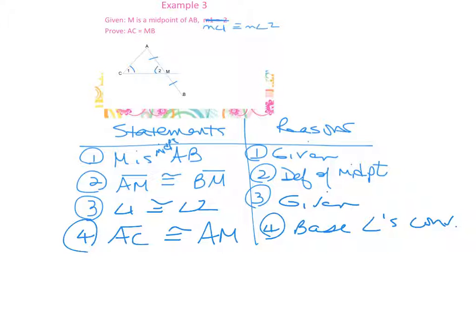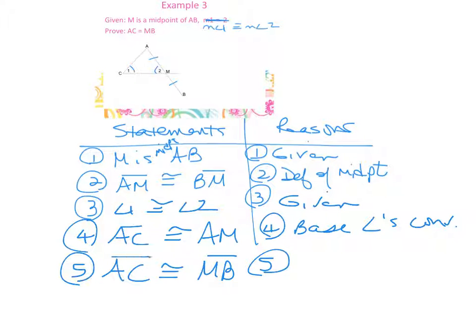And then now lastly, Tessie? And can be transitive. Perfect. And we're going to do, our last statement is going to be transitive, which was what we were trying to prove, that AC is congruent to MB by the transitive property. Perfect. Very nice.